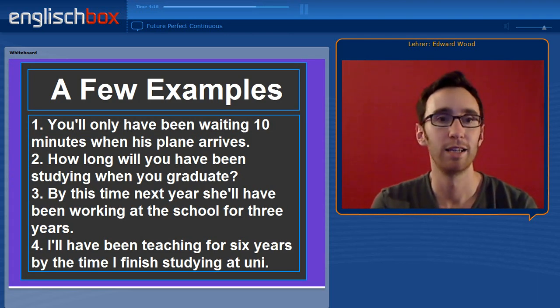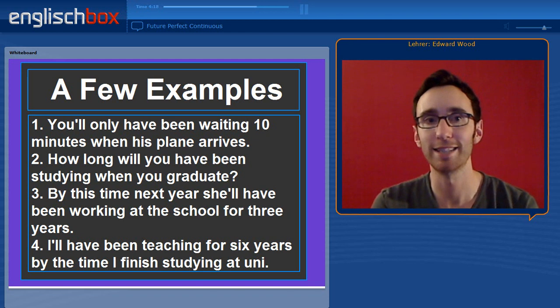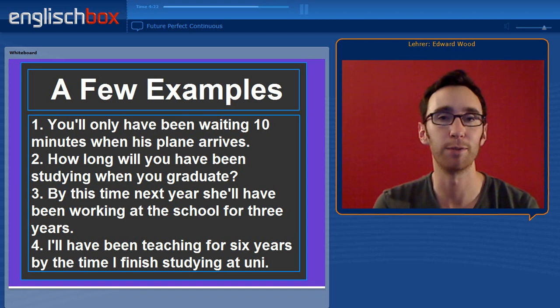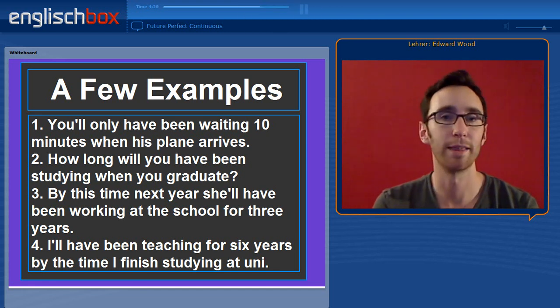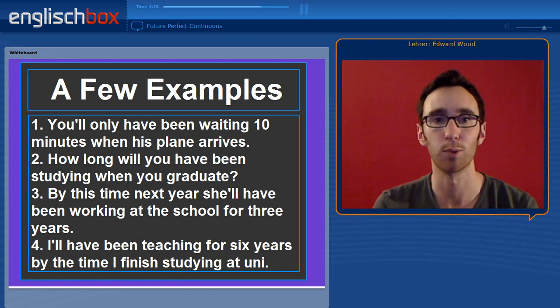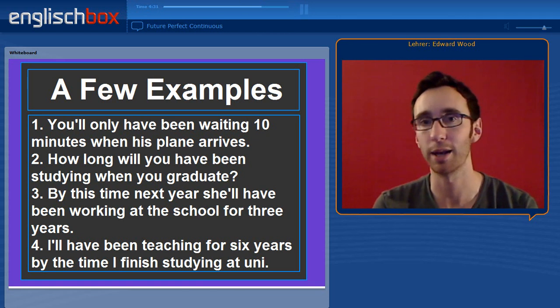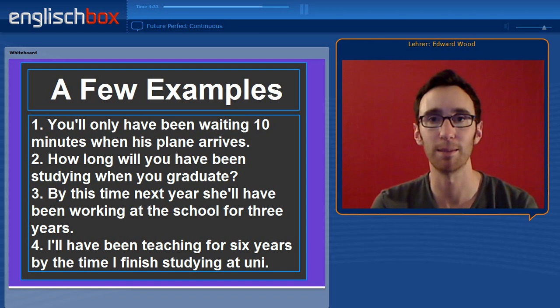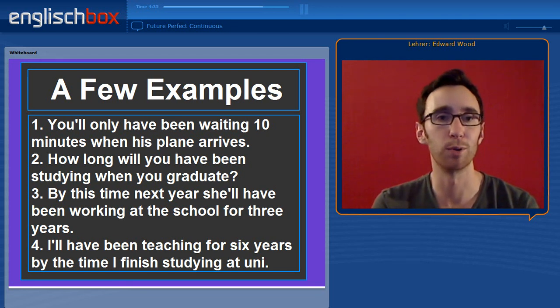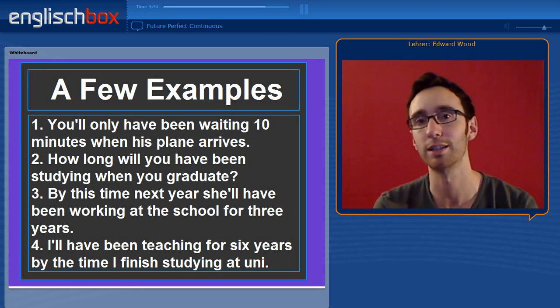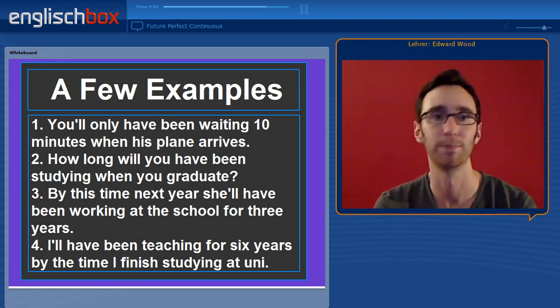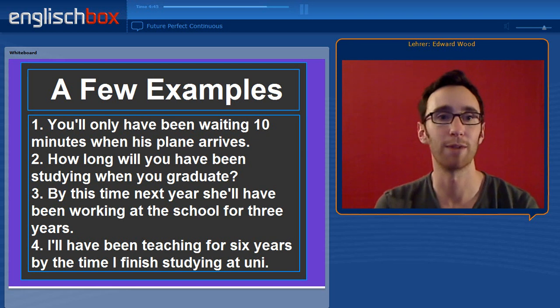Number 1 says, you'll only have been waiting 10 minutes when his plane arrives. So we have the future perfect continuous, you'll only have been waiting. And then we have the time expression or the time clause when his plane arrives in the present simple. Also notice the position of the adverb after the auxiliary verb will and the contraction of the subject and the auxiliary verb, you'll.